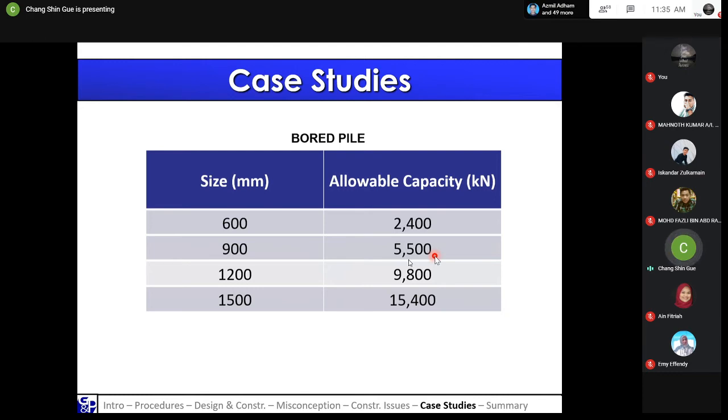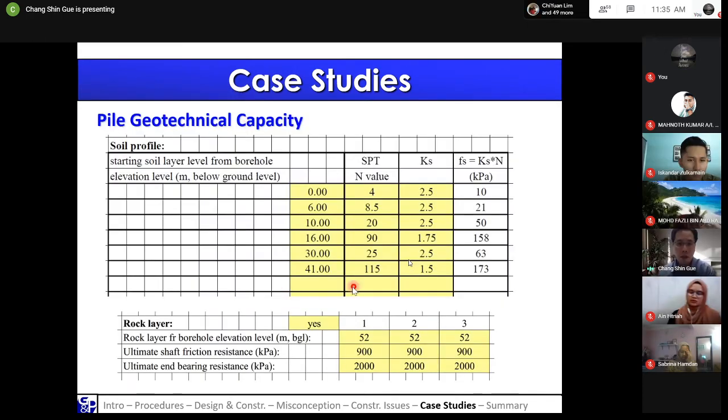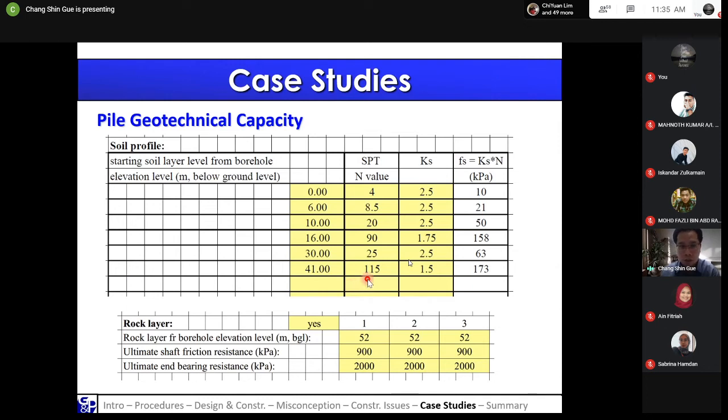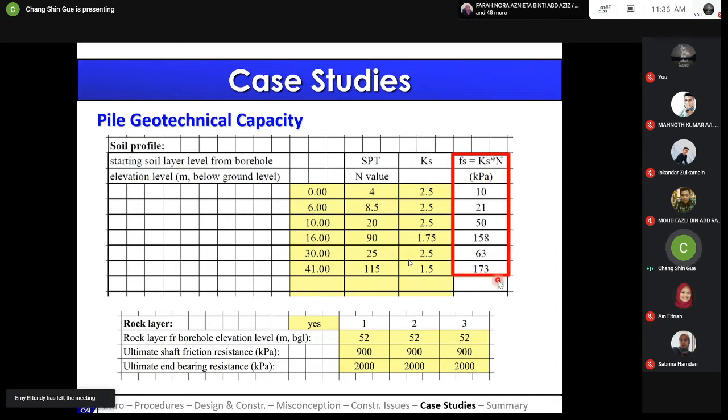Then you need to calculate your pile geotechnical capacity. So here, of course, you need to look into the soil. Like I mentioned before, in Malaysia, we use the semi-empirical method, which is the correlation of SPT N value. So this column here is the depth, and the red box here is the SPT N value for the respective layer. So, for example, the layer from 0 to 6 meters, the SPT is 4, and then you multiply it by a certain factor. So let's say in this case it is 2.5, and then you get your shaft friction. So you total up all the shaft friction that gives you the shaft resistance.